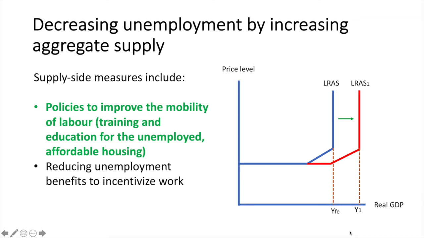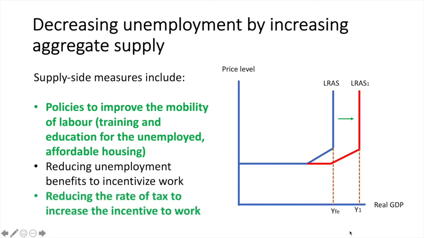Reducing unemployment benefits to incentivize work, well, this could encourage people to get back to work faster and spend less time between jobs. And then third is reducing the rate of tax to increase the incentive to work. This could bring people into the labor force who were previously not a part of it, and also might encourage those who are out of work to take jobs quicker due to the increased benefits of working.